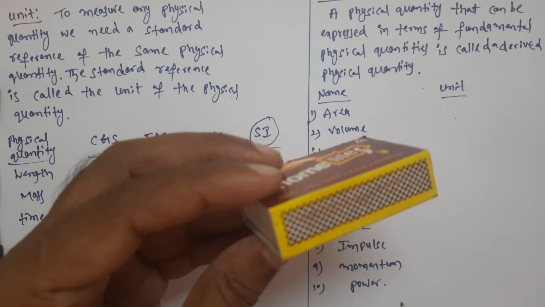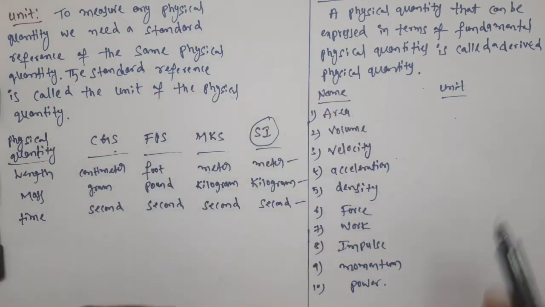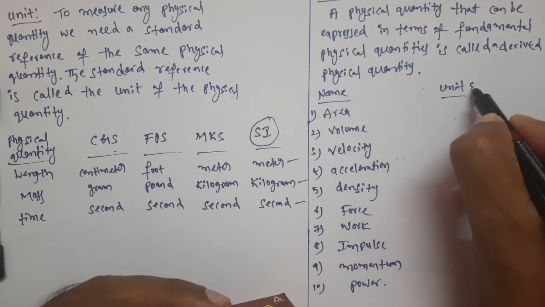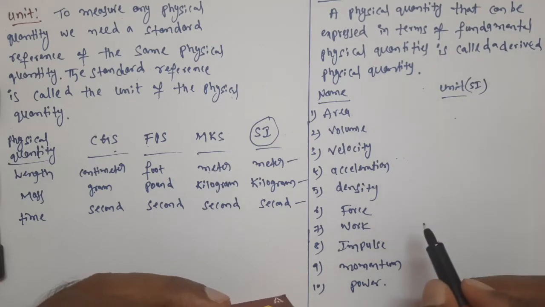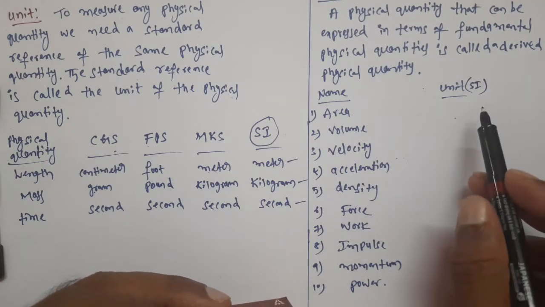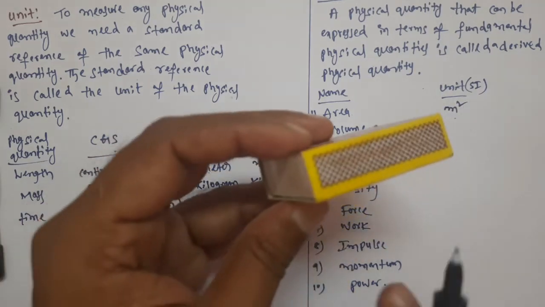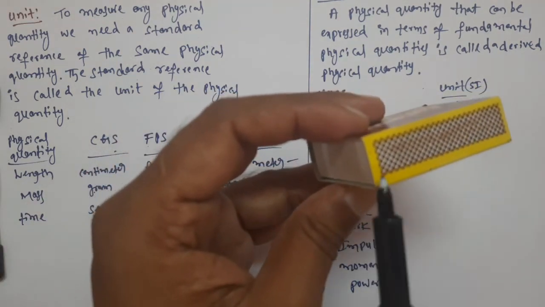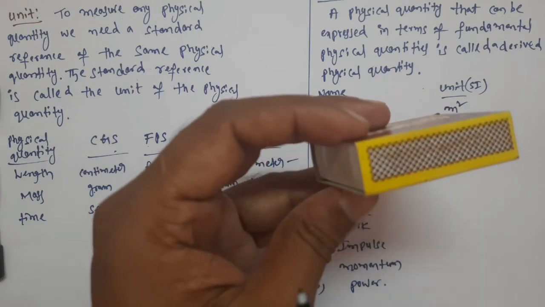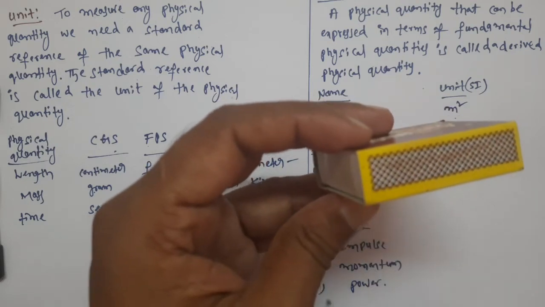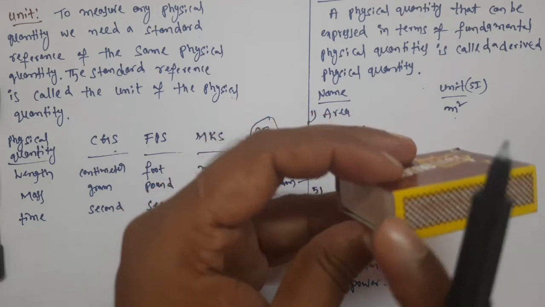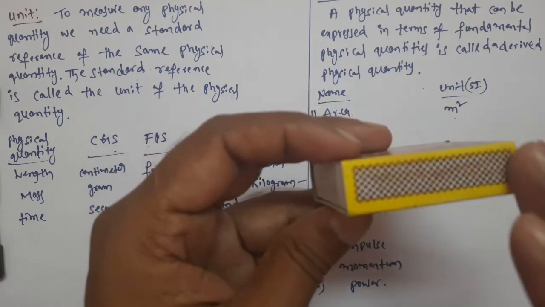So what do we get, guys? Meter into meter, we get meter square. So here let us write the units, and these are again SI units. Area, what is the unit of area? Meter square, because suppose if this is 5 meters and this is 4 meters, 5 into 4, 5 4s are 20, and meter into meter, meter square. So 20 meter square is the area of this surface.